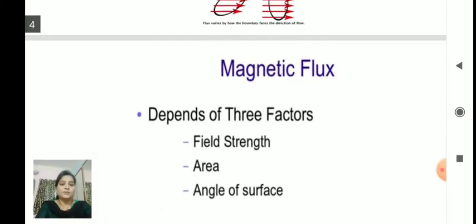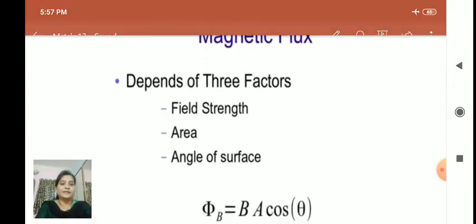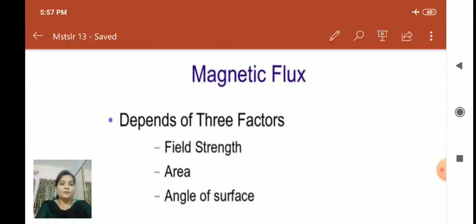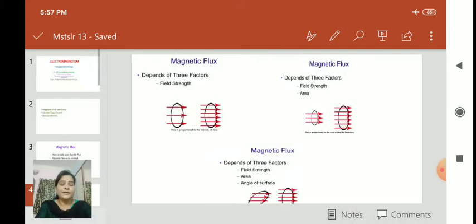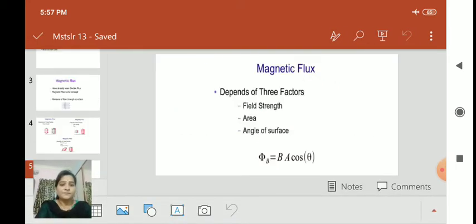Next, so these are the factors on which the magnetic flux depends. So magnetic flux depends on three factors.